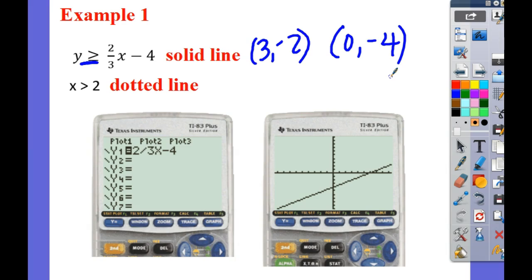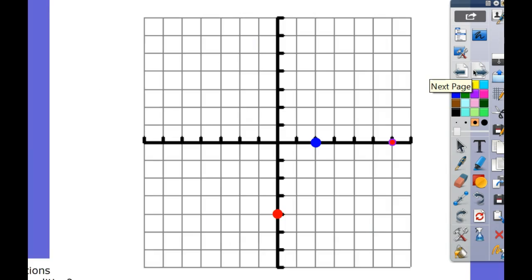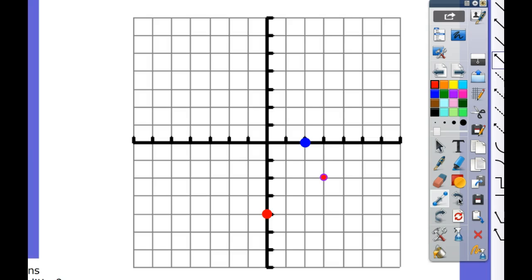How many points do you need to make a line? 2 points. And so you can put those 2 points on and draw a line through them. When I draw a line, am I drawing a solid line or a dotted line? Solid, because it said or equal to. Okay, you got that on your graph paper. Do you have a note paper? This is example number 1 in your notes.